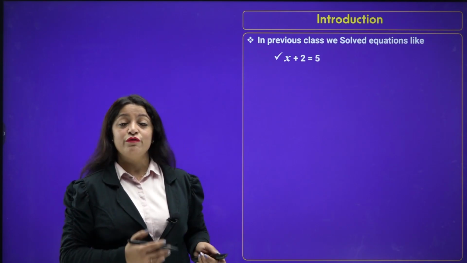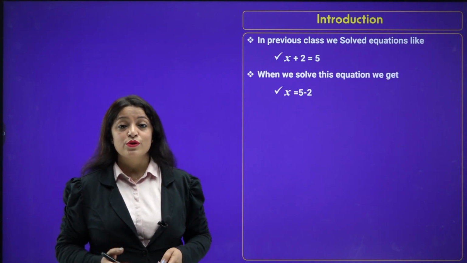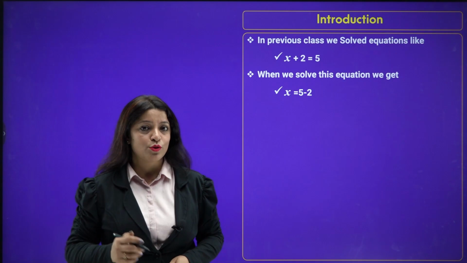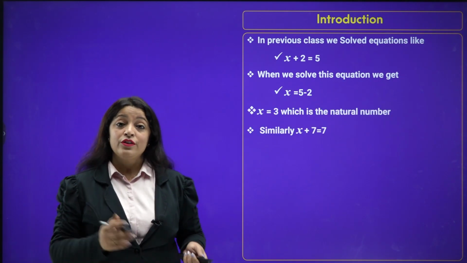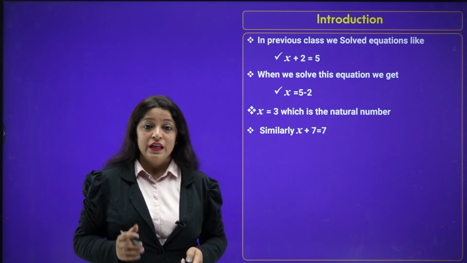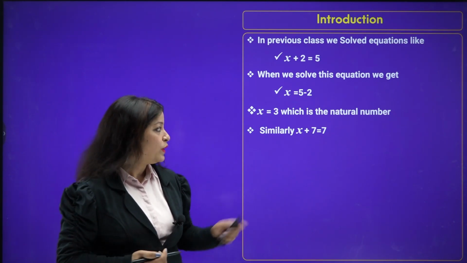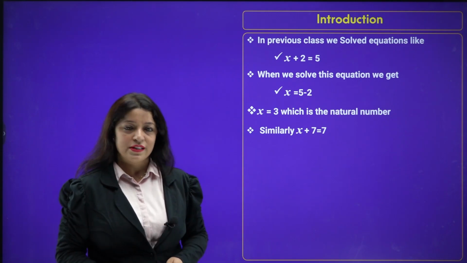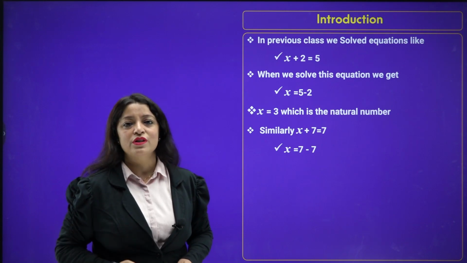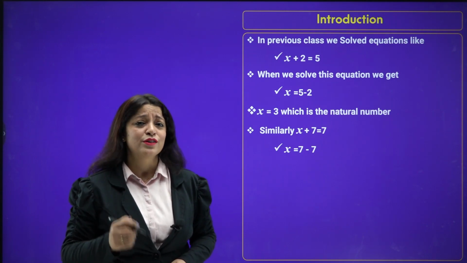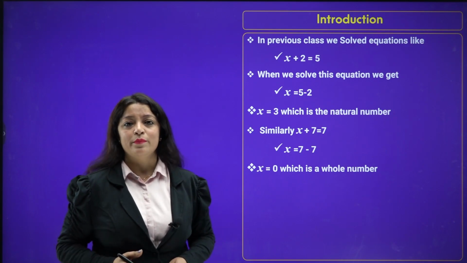So in this we shift 2 to the other side and we get x is equal to 5 minus 2. And so you get the value x is equal to 3. Now 3 is a natural number. If we have another equation like x plus 7 is equal to 7, we notice one thing here, if I shift 7 to the other side, I'll get x is 7 minus 7, which is equal to 0. And is 0 a natural number? No, 0 is a whole number.